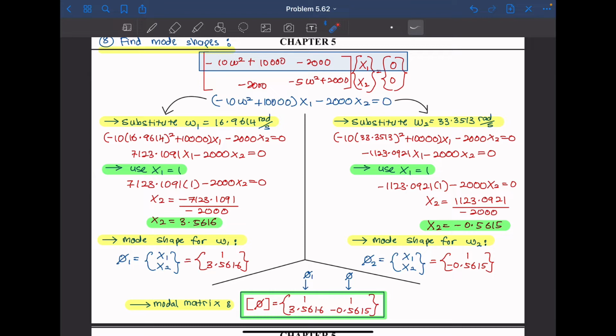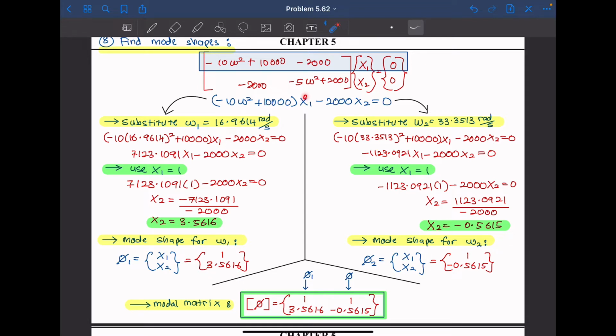Now, as I already explained just now, x1 is always 1, so substitute x1 as 1. So you can find your x2, which is 3.5616. From there, as you can see, I already highlighted your mode shapes with the green color, where your x1 is 1, so you get your x2 as 3.5616. So your first mode shape is x1 over x2, so 1 and also 3.5616. That's your first mode shape.